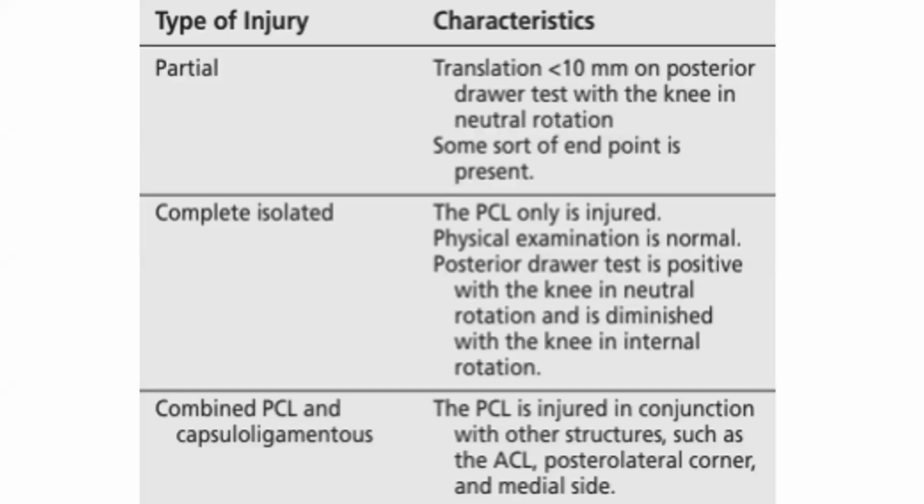Now, if you have a PCL injury, you can classify it into partial, complete, isolated, and combined PCL with capsular ligamentous injuries.